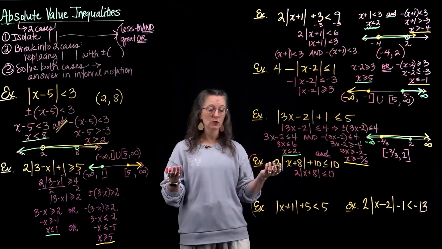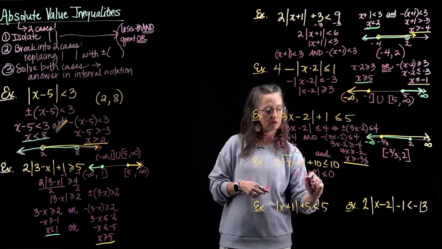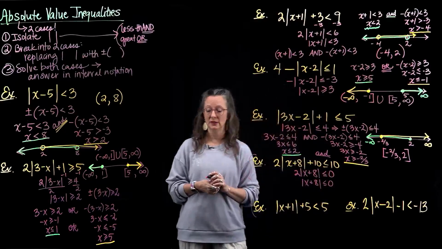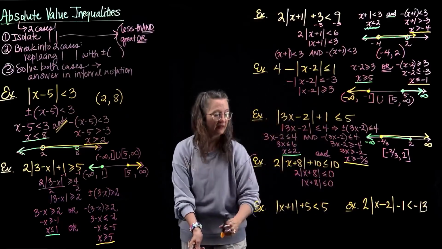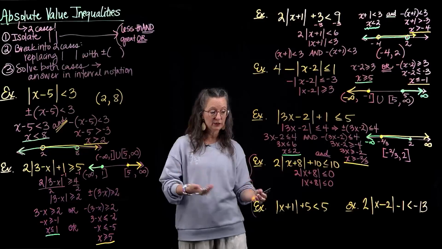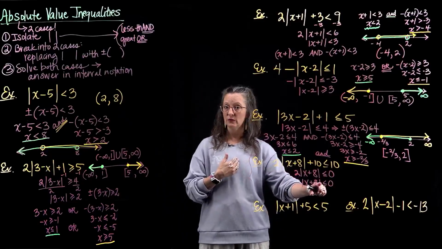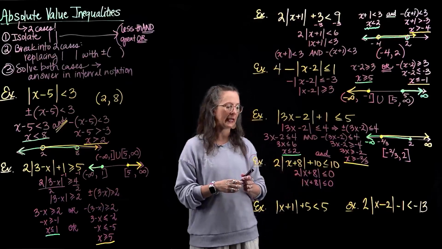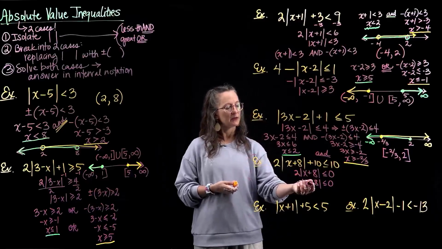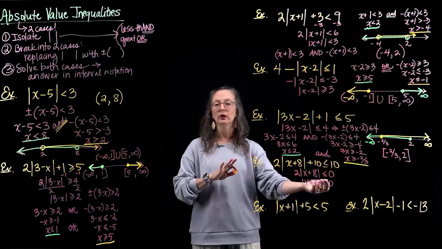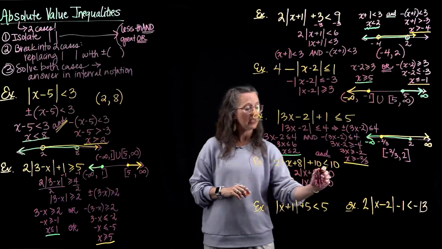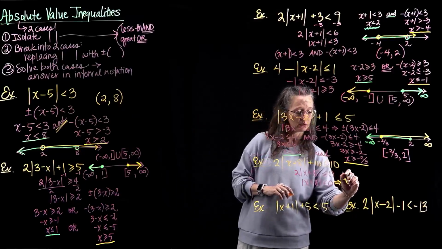All right, let's divide by 2 on both sides, and I have the absolute value of x plus 8 is less than or equal to 0 still. So much like in the absolute value equations, when you have this equal to 0, we only have one case. So we have x plus 8 is less than or equal to 0. Well, an absolute value can't be negative. So the only option here is that it is equal to 0.